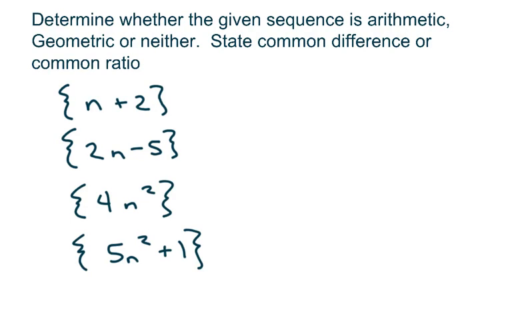Hi everyone, we're going to determine whether the given sequence is arithmetic, geometric, or neither. And if it's arithmetic, we're going to state the common difference. And if it's geometric, we're going to state the common ratio.